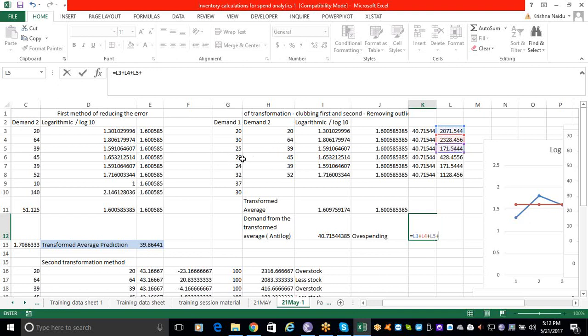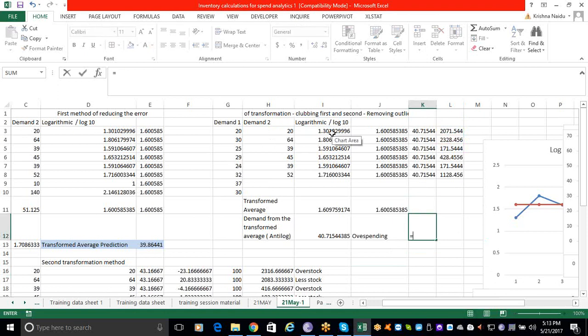Fourth case is also no, yeah, demand two. Sorry. S3 minus. Let's go to again. Let's start again.